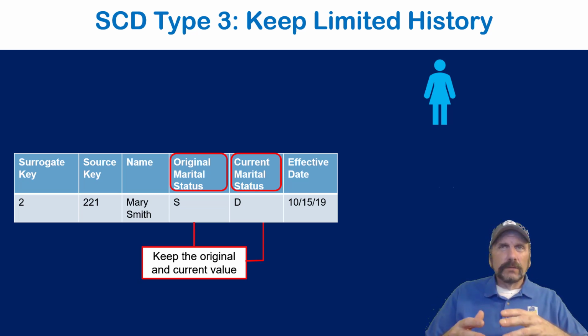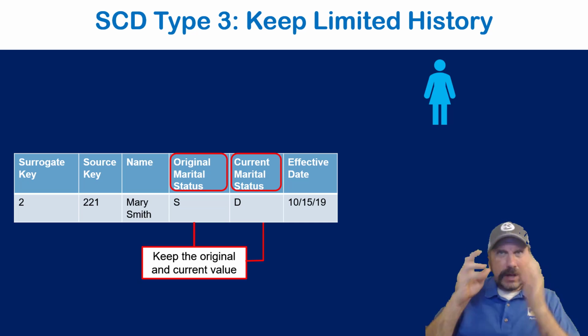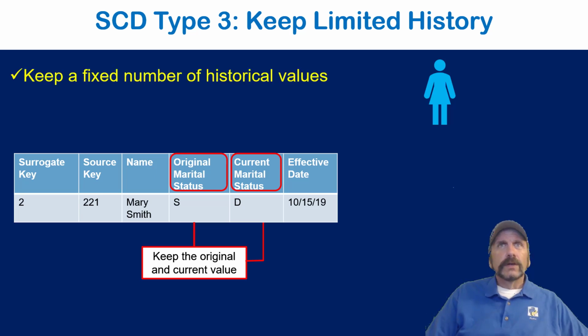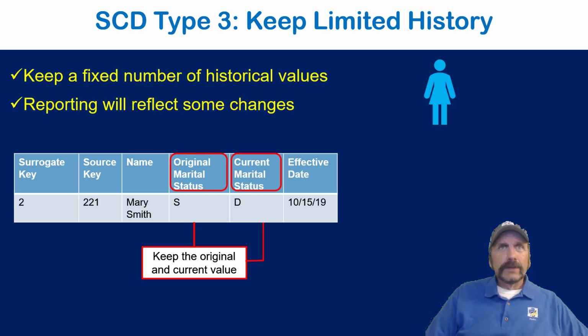And it makes it kind of awkward for reporting because you're going to have to say which column has the current status, which column has the last status. So I'm not a fan of this approach, and I don't think it's the best way to do it, but maybe there's a use case that does make sense for this. You're keeping a fixed number of historical values, and reporting will reflect some changes, but not all.